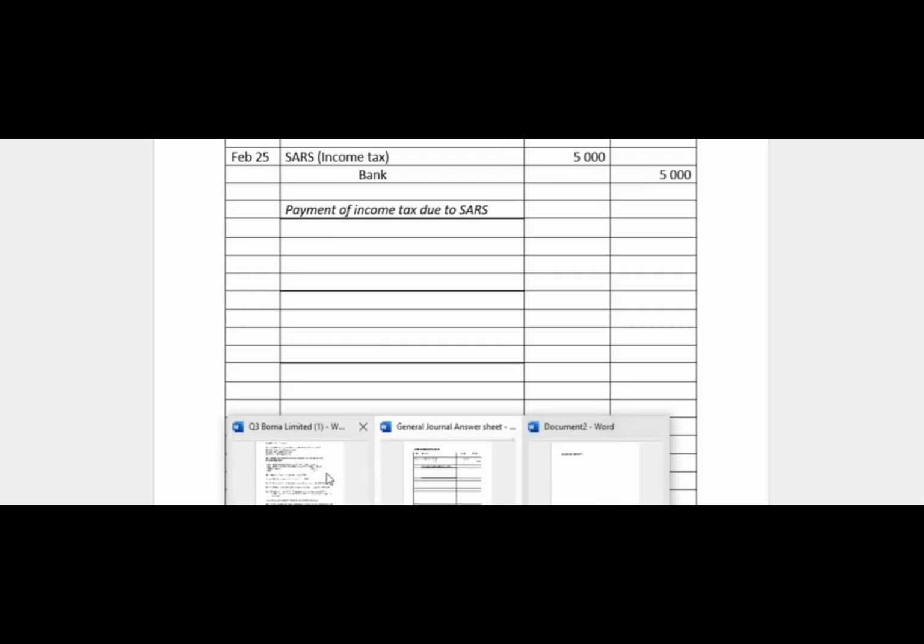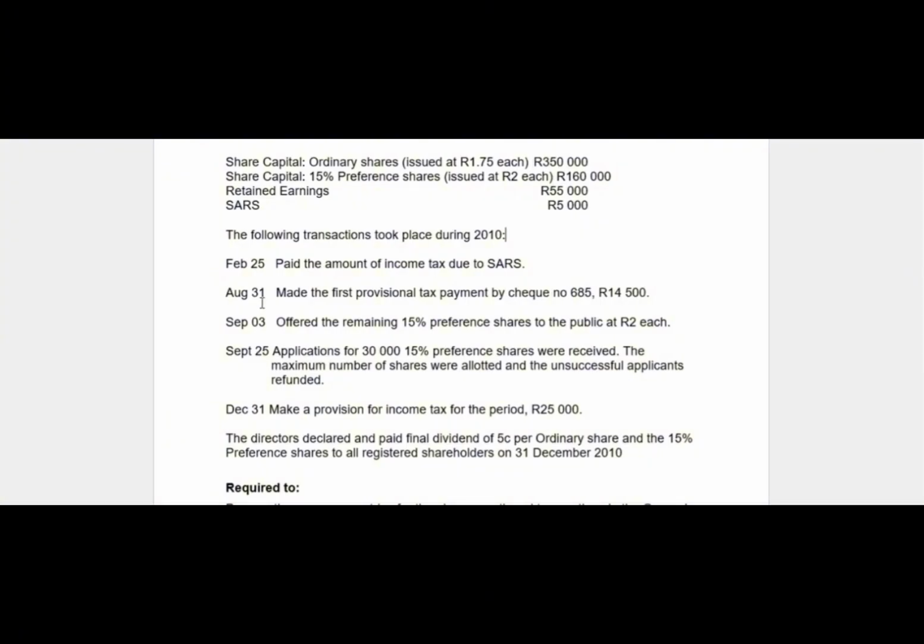Right? And then let's go to the next transaction. The next transaction happened on the 31st of August. Made the first provisional tax payment by cheque number 685, 14,500, right? So you have paid first provisional tax. That means you are paying to Sars. Always when you pay Sars, you are decreasing a liability, right?